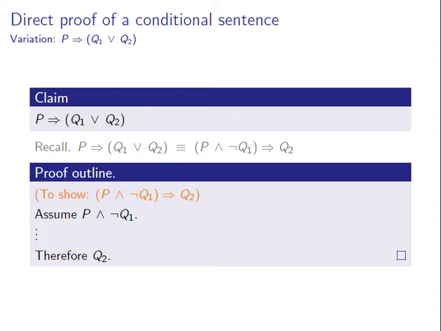Note that in this proof, the roles of Q1 and Q2 are interchangeable. The choice of which condition is used for Q1 and which condition is used for Q2 depends on how easy or difficult it is to deduce Q2 from P and the negation of Q1.